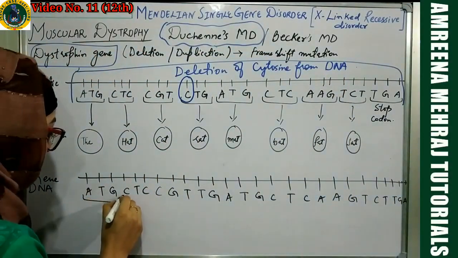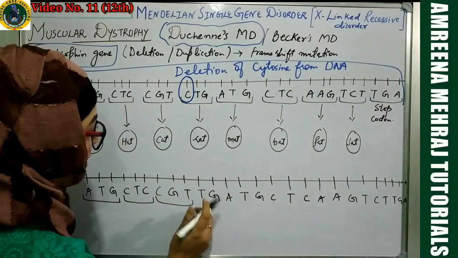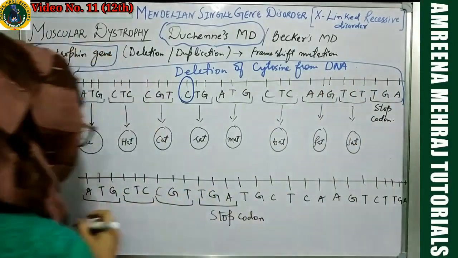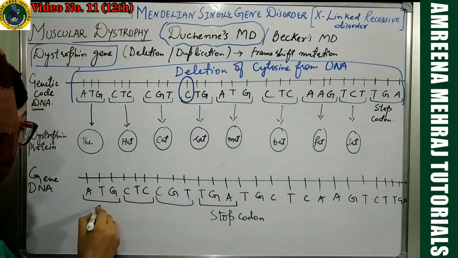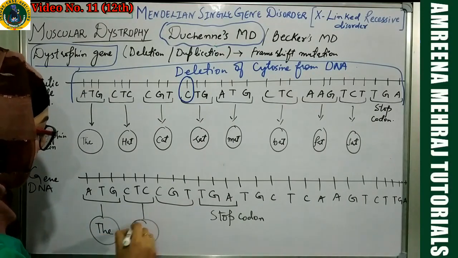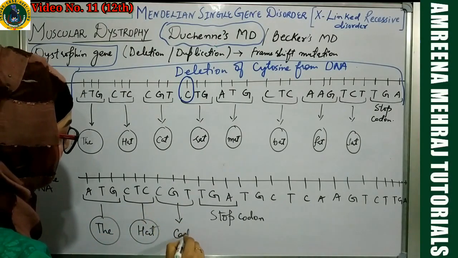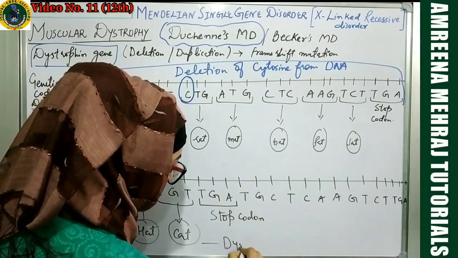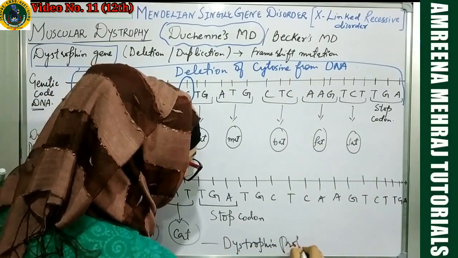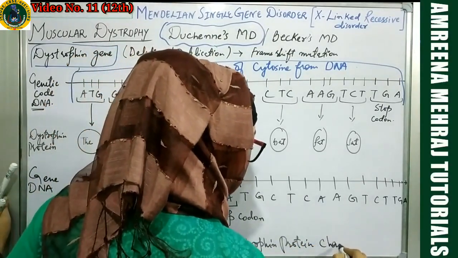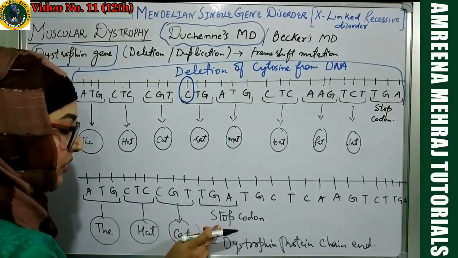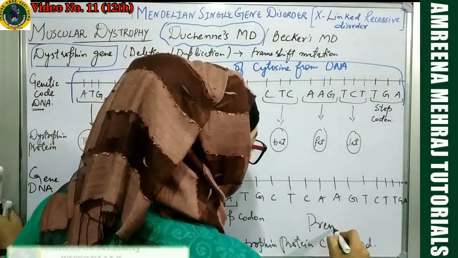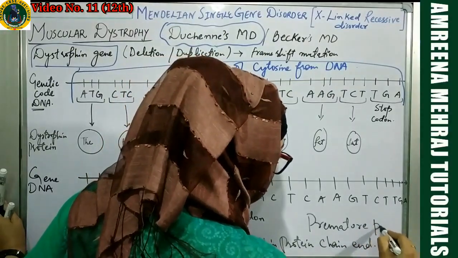Now see, this is the same thing, this is the same thing, this is the same thing, if I'm correct, but this is now totally changed. TGA. Could you tell me what TGA is? TGA is the stop codon. Could you tell me what this has the information for? This will code for hat, this will code for cat, and then the chain of the dystrophin protein will end. Is it ending at the normal position? No, it will end. It will not be formed completely. We will call it a premature protein. It is a prematurely formed protein.